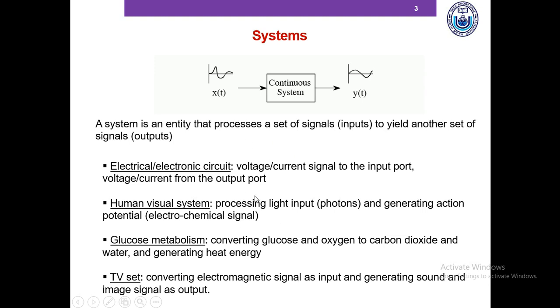Our visual system is also an example of a continuous time system. It processes the light inputs and generates action potentials or electrical signals to communicate with other neurons in the brain. Glucose metabolism in our bodies is also another example of a continuous time system. It basically converts glucose and oxygen to carbon dioxide and water and generates the energy that we need to survive. A television set is also another example of a system. It takes electromagnetic signals as inputs and generates images and sounds as outputs.